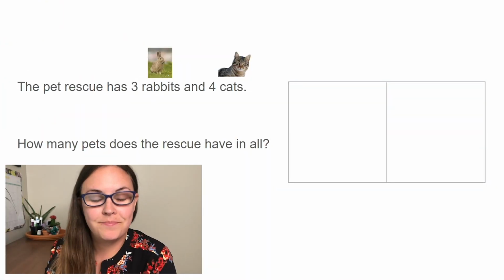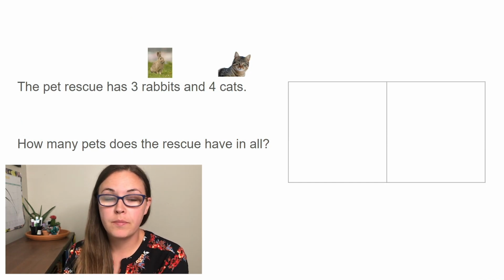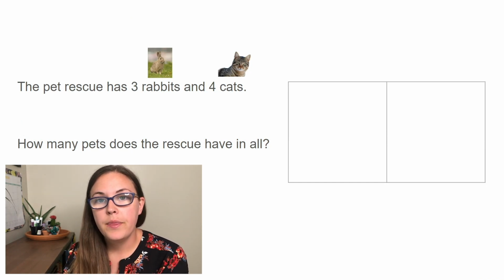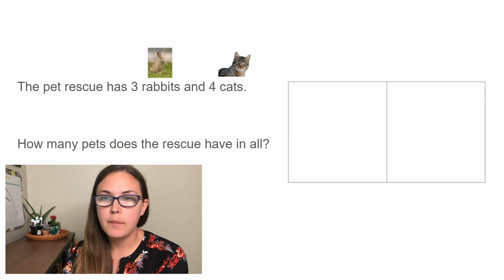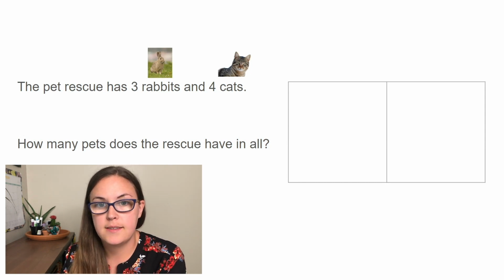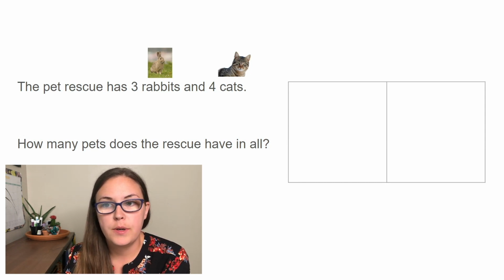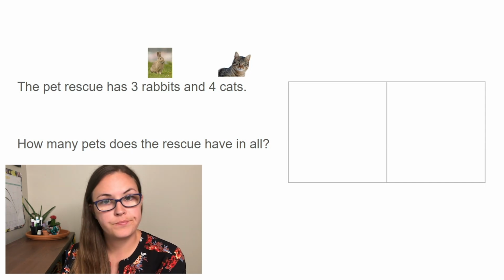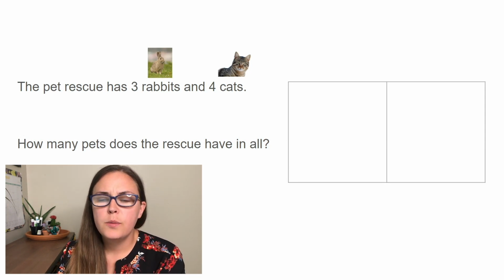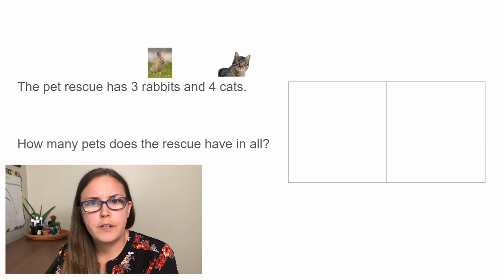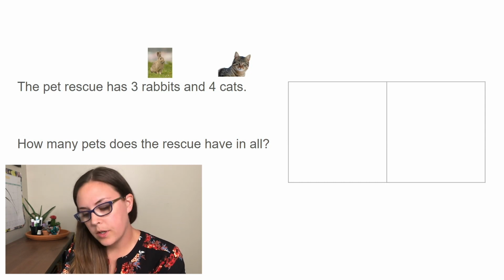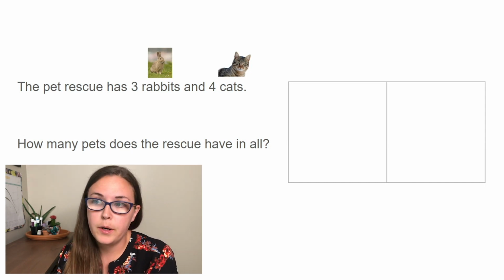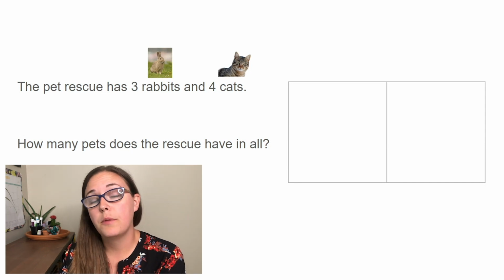Let's get started. Here's our first problem. It reads, the pet rescue has 3 rabbits and 4 cats. How many pets does the rescue have in all? So what do you think is the first step to figuring this out? Remember I told you that we'll be working with snap cubes and this part-part whole map that you see on the right side of your screen.